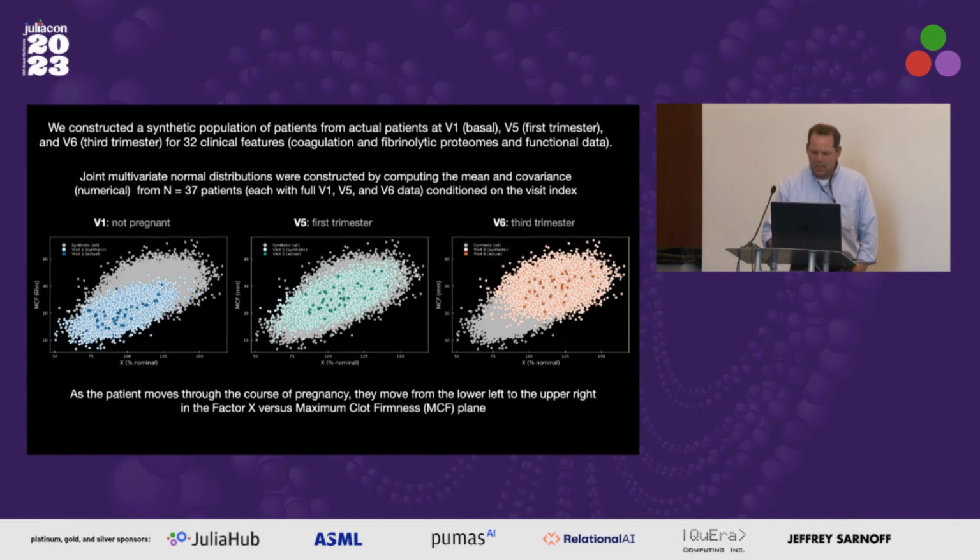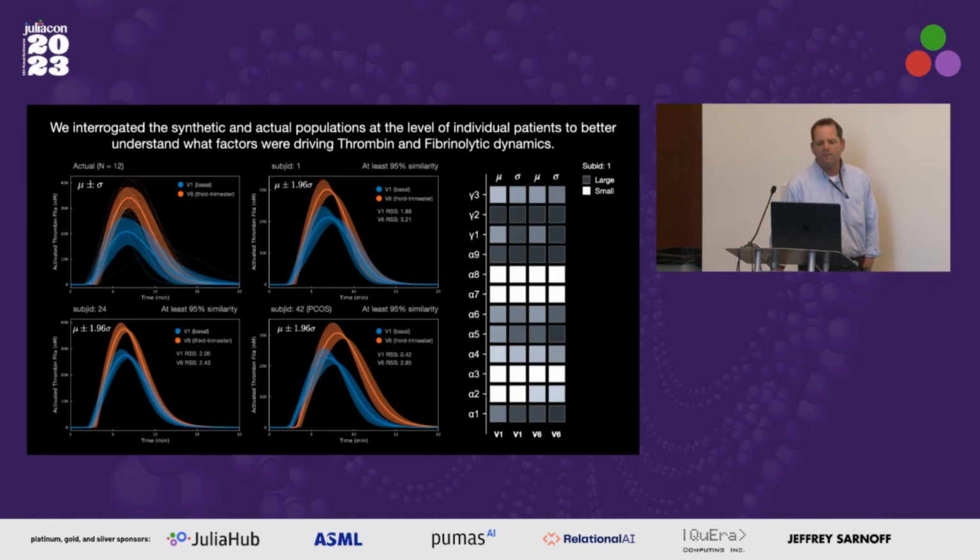So that's interesting. But in addition to looking at the population, we can dig down to individual folks here. I'm just going to focus here on, for example, this panel. On the horizontal axis, we have time, and on the vertical axis, we have activated thrombin. So this is what a typical thrombin generation profile looks like.